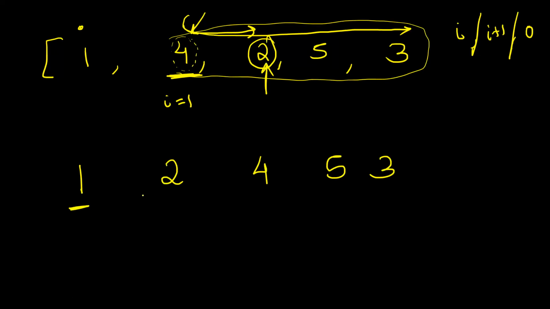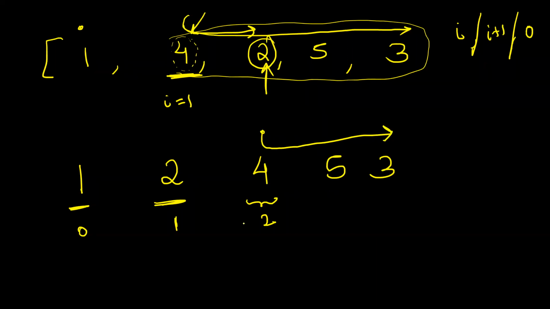So now index number 0 and 1 have their correct elements. Next, which index will I select? Next, I select index number 2. And now I want to search for the correct element that should come at index number 2. So I start searching from here till the end of the array. And what is the minimum element?